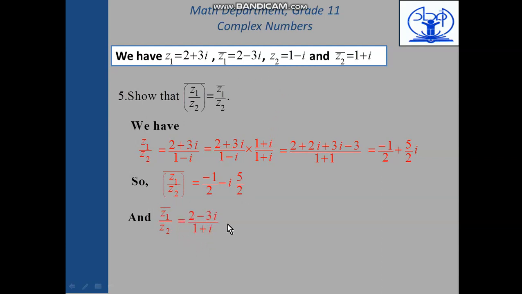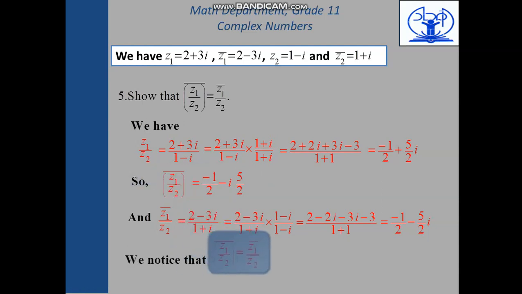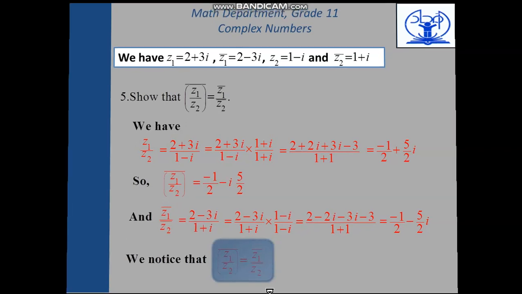z1 bar over z2 bar is (2 minus 3i) over (1 plus i). Multiply by the conjugate 1 minus i, and the denominator is equal to 1 plus 1. We do the multiplication here, and finally the answer will be minus 1/2 minus 5/2 i. So we notice that the conjugate of the quotient z1 over z2 is equal to the quotient of the conjugates.